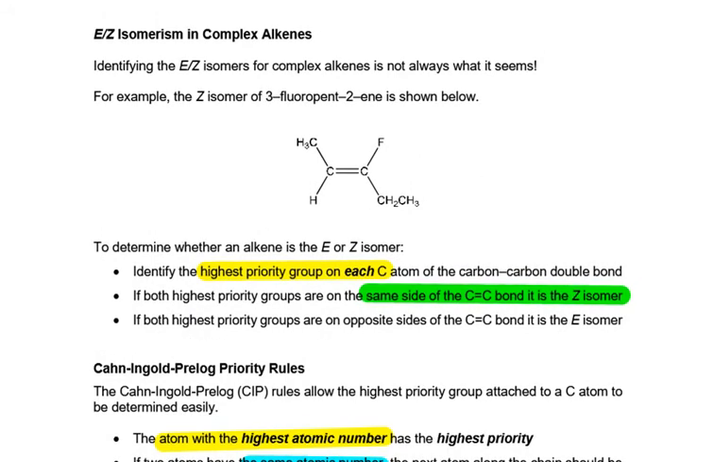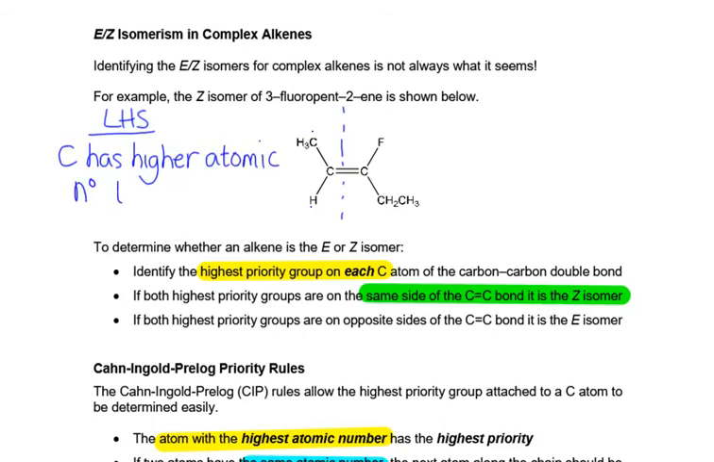So let's consider the left-hand side carbon. And we're looking at the first atom we hit, we've got a C or a H. C has higher atomic number than H. So we can circle round our highest priority group being the methyl group. The methyl group is our highest priority group on that side.